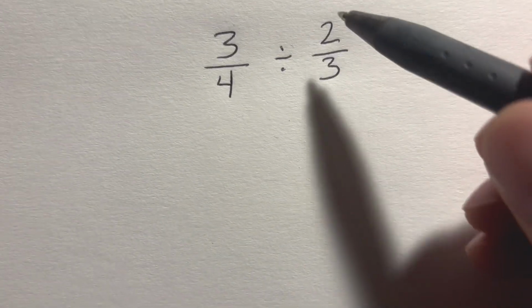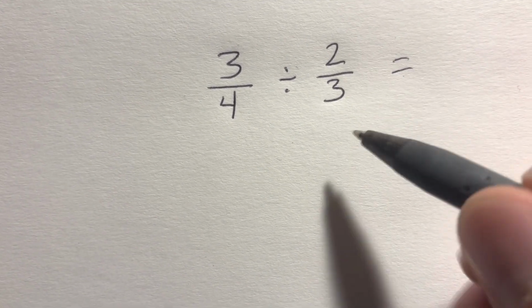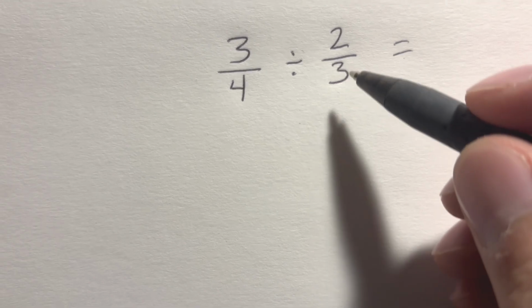What you do is you take the number that you're dividing by, and you flip-flop them. That's called the reciprocal. So in other words, we're gonna rewrite it.